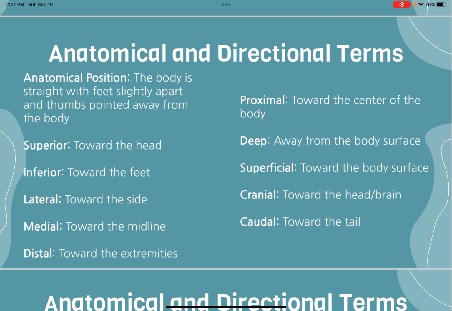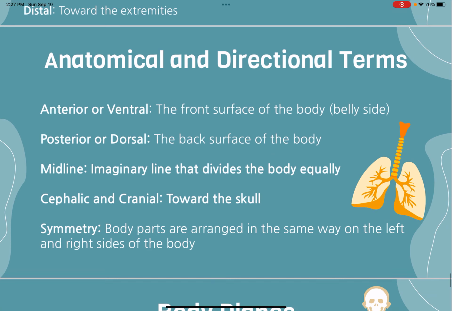Deep, away from the body surface. Superficial, toward the body surface. Cranial, toward the head or brain. And caudal, toward the tail. Anterior or ventral means the front surface of the body, the belly side. Posterior or dorsal means the back surface of the body.